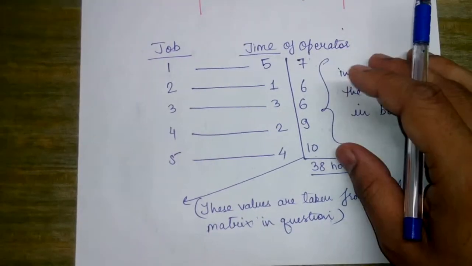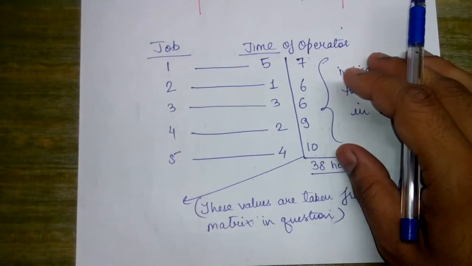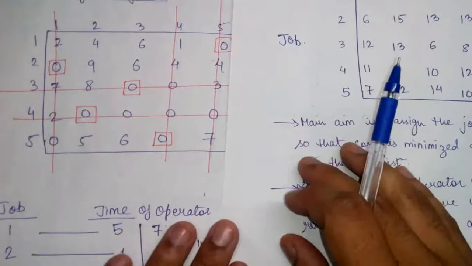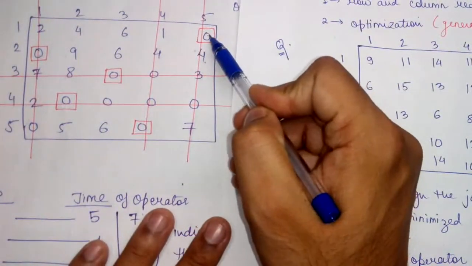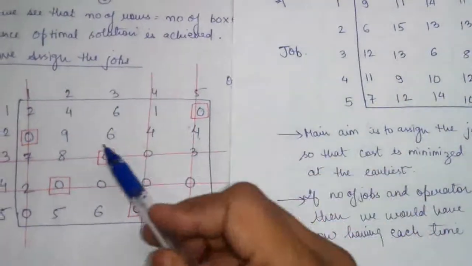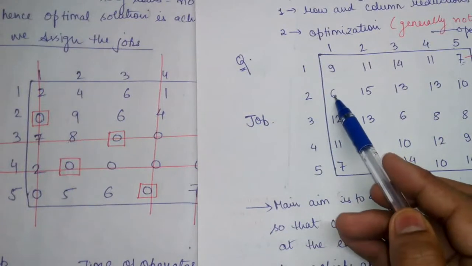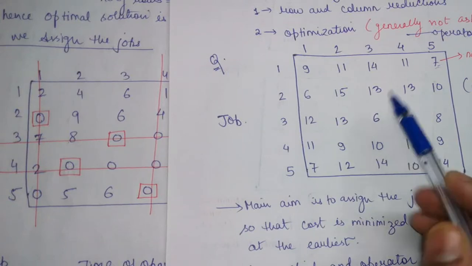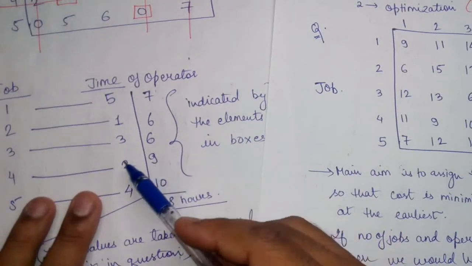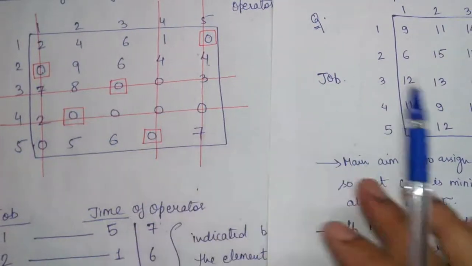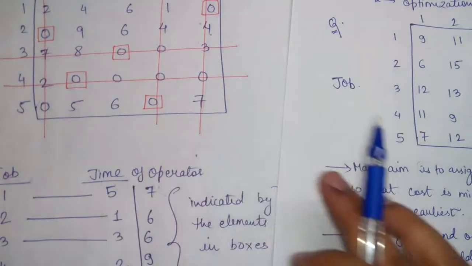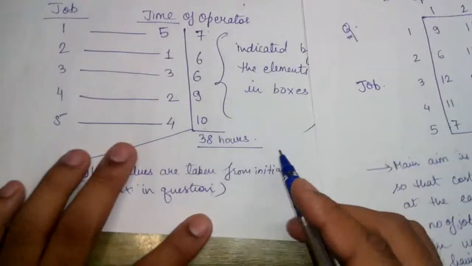Now if we look at the initial matrix which was given in the question form, we will compare these positions and find out the time correspondingly. This position has a time of 7. So I have written 7 here. This position has a time of 6. So I have written 6. This position has a time of 6. So I have written 6. 6 and 6. Now this position has a time of 9. So I have written 9 here. And this position has a time of 10. So I have written 10 here.